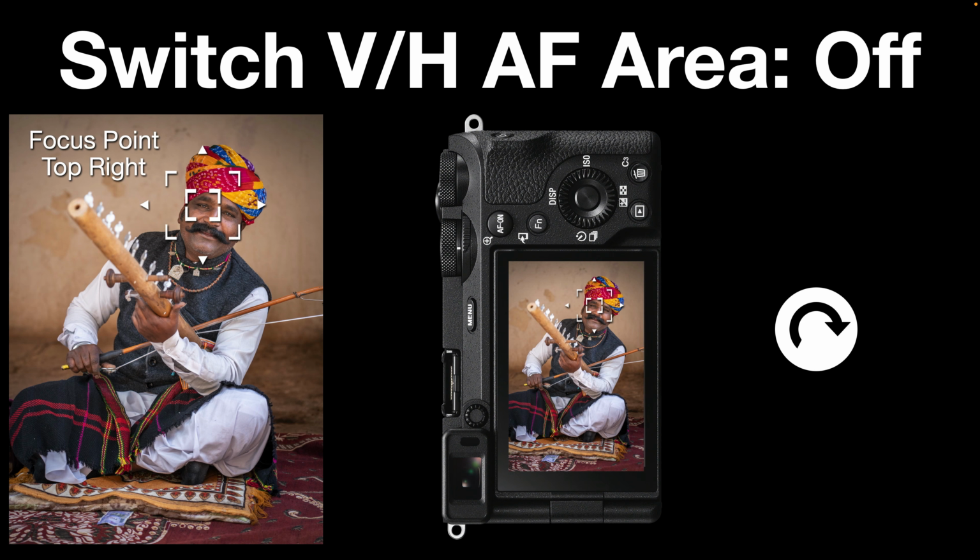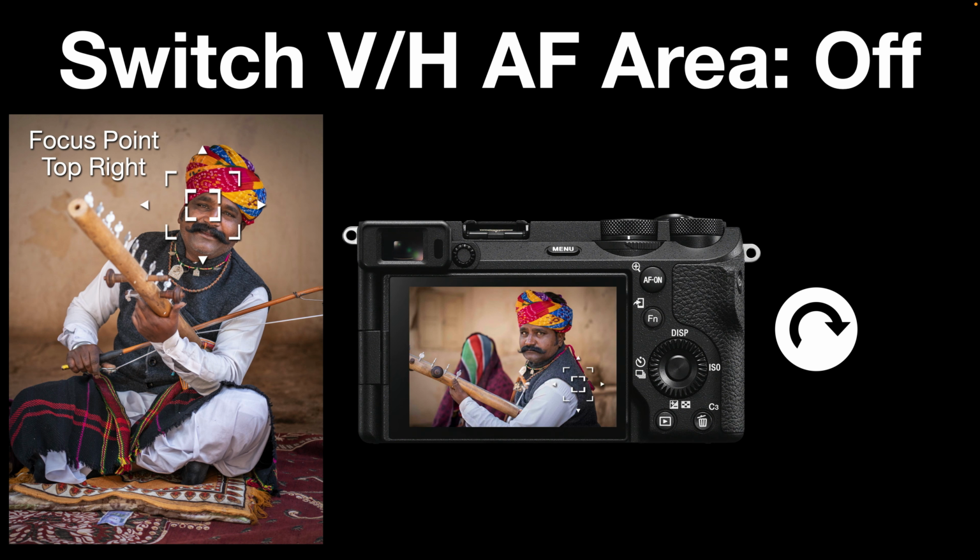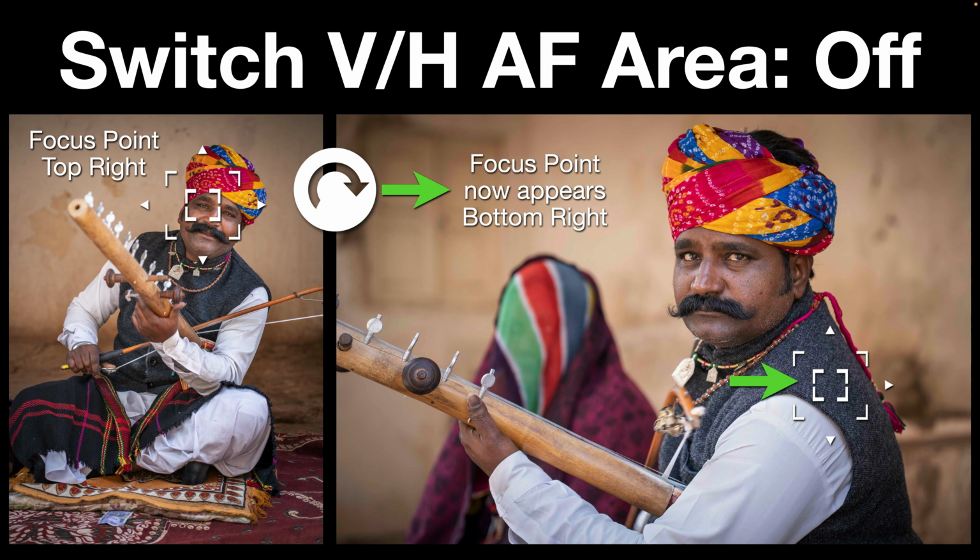By default, the Switch Vertical Horizontal AF Area is in the off position. This means that if we move a spot focus area into the upper right side of the frame, when we rotate the camera, the spot AF area is going to move into the same relative position and will now appear in the bottom right of the frame. So if you're constantly switching between vertical and horizontal positions with your camera, you're going to be constantly moving that focus point around into the more appropriate area for the subject that you're photographing.